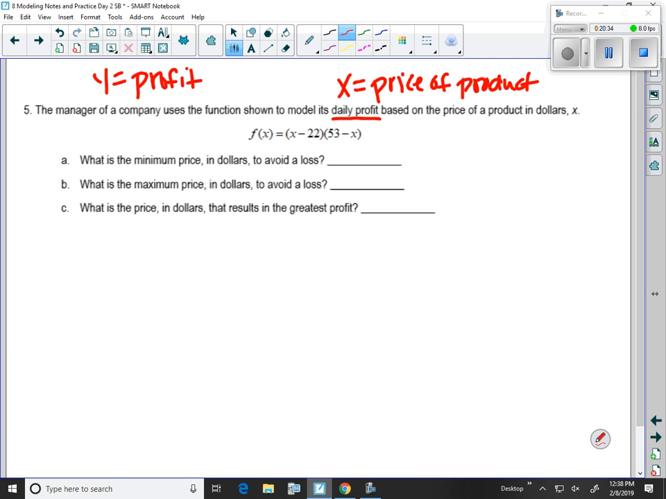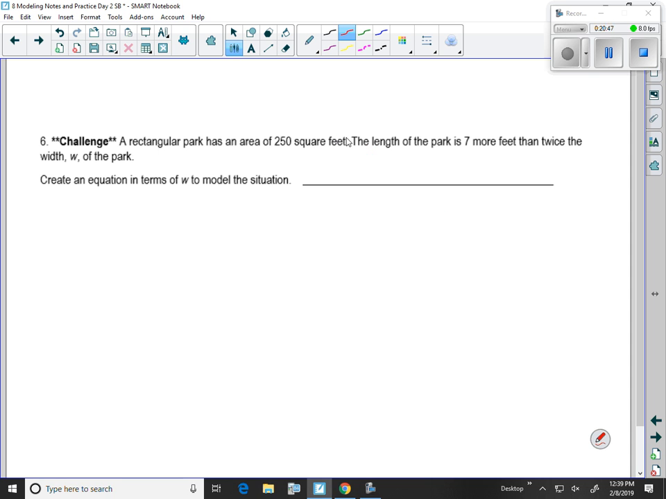I'm proud of them. So this was 22, 53, 37. As you can see, 5 and 6 are a little bit more challenging. We're going to do 6. This is definitely a challenge.